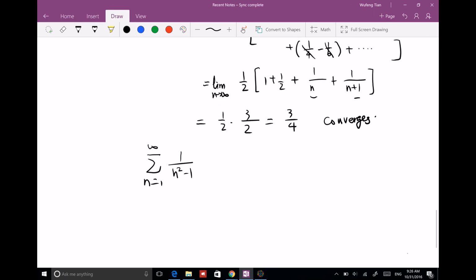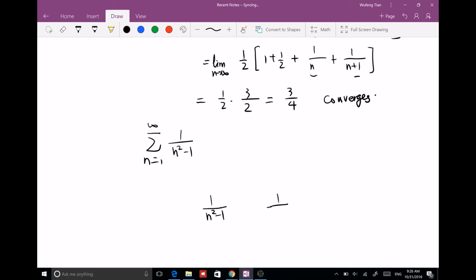So 1 over n squared minus 1. I cannot compare it with just n squared, right? So if I cannot compare with n squared, is there any series you think I can compare with? 1 over n. The problem is 1 over n itself diverges. You probably get that 1 over n is bigger than 1 over n squared minus 1. But the big one diverges, so you cannot say anything about the small one. The small one might diverge, might converge, because it's smaller. Right?